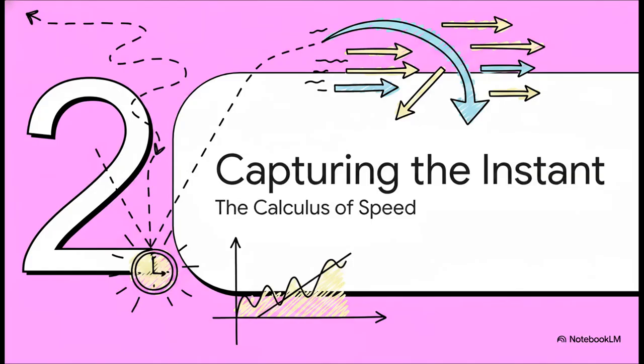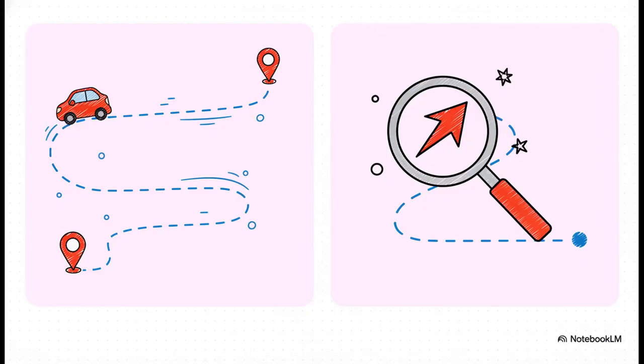Moving right along to Section 2, Capturing the Instant, the Calculus of Speed. What's really fascinating here is how we transition from tracking motion over a big long trip to pinning it down at an exact millisecond. Obviously, if we want to describe motion, we have to talk about velocity. But velocity isn't just one static thing. Average velocity is great and all if you're just tracking a road trip. It tells you how fast you moved over a big chunk of time, but it completely fails to tell you how fast you are going at any one specific instant.